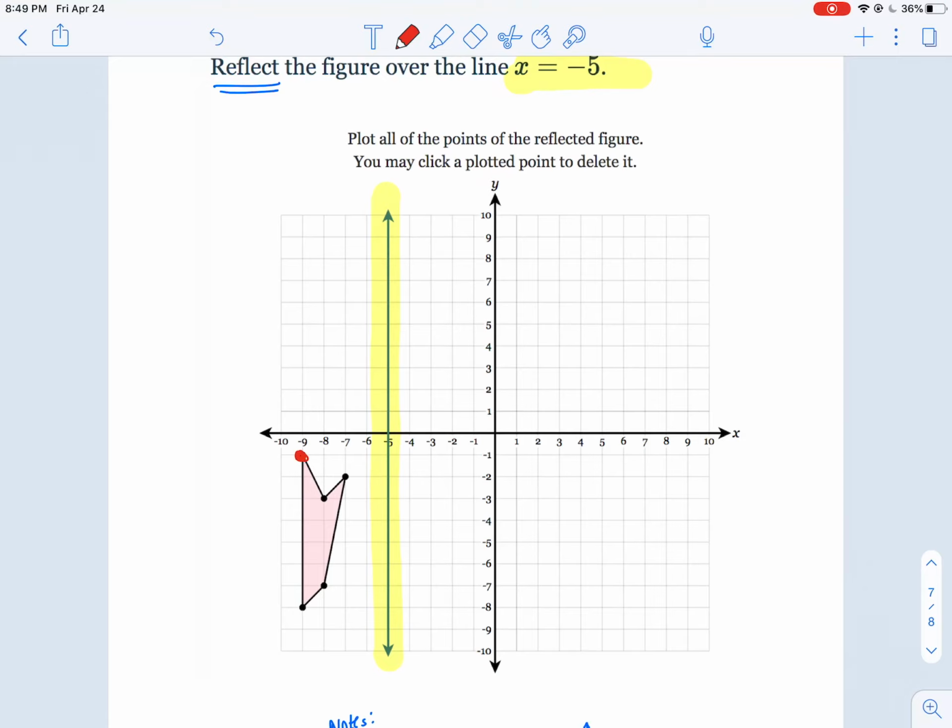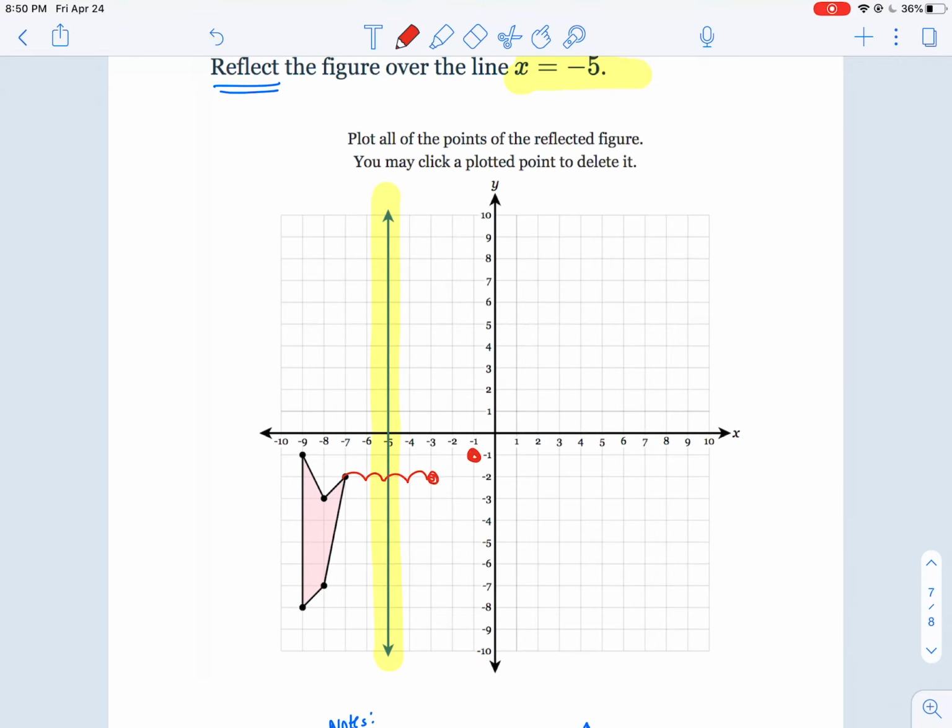So I'm going to take this first point in the top left and I'm going to count how many blocks do I have to go in order to get to the line I highlighted. And that's 1, 2, 3, 4. Which means if I'm reflecting it, I'm going to count 4 more points over. So here we go. 1, 2, 3, 4, which is going to be where my new point is. And you have to do that for all 5 vertices there.